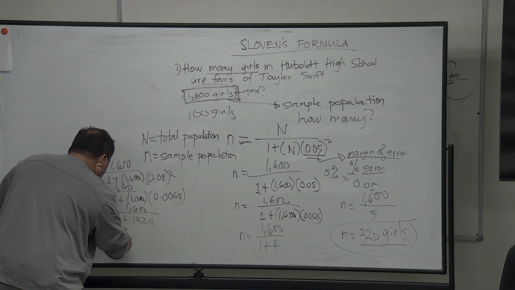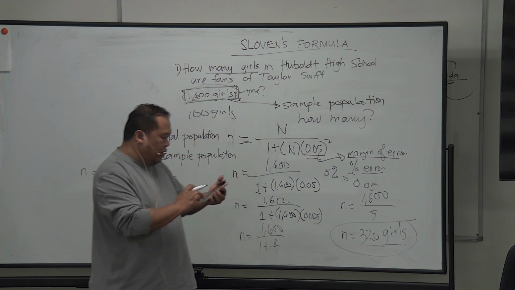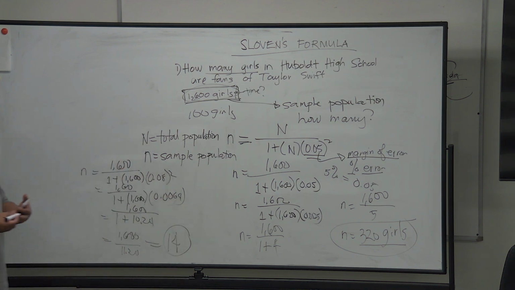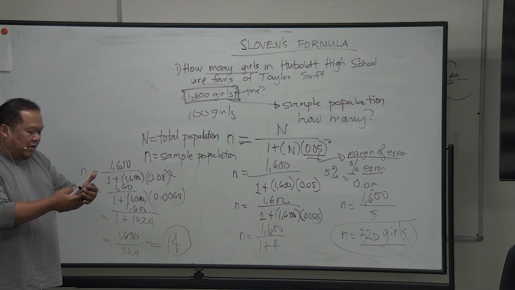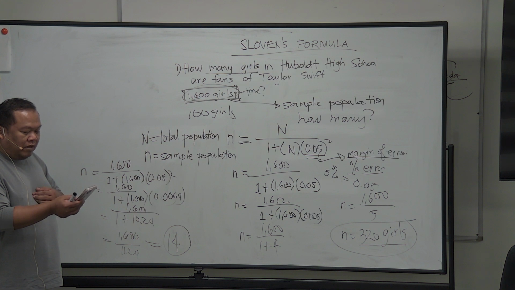So you will have now 1,600 divided by 11.24. Now you will only interview 14 girls. Wow. Just imagine. From 1,600, you're only interviewing 14 girls. But of course, your margin of error is 8%. So the bigger the margin of error, the lesser the number of people that you will be interviewing.